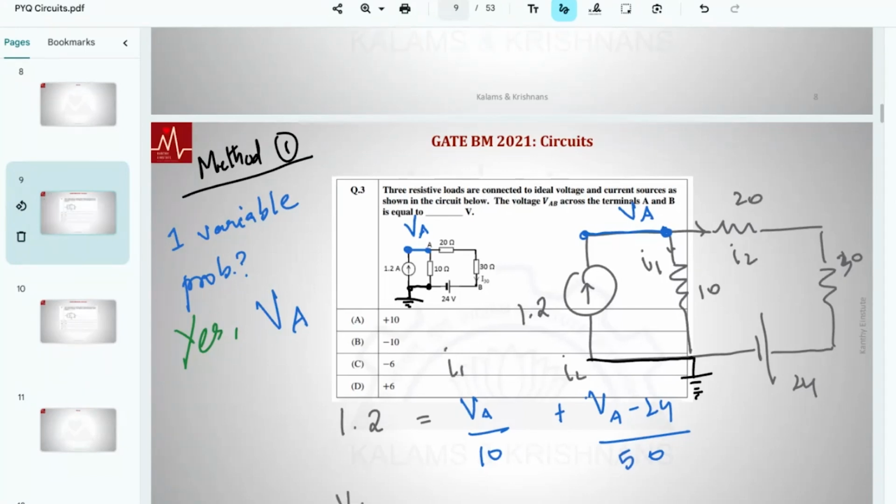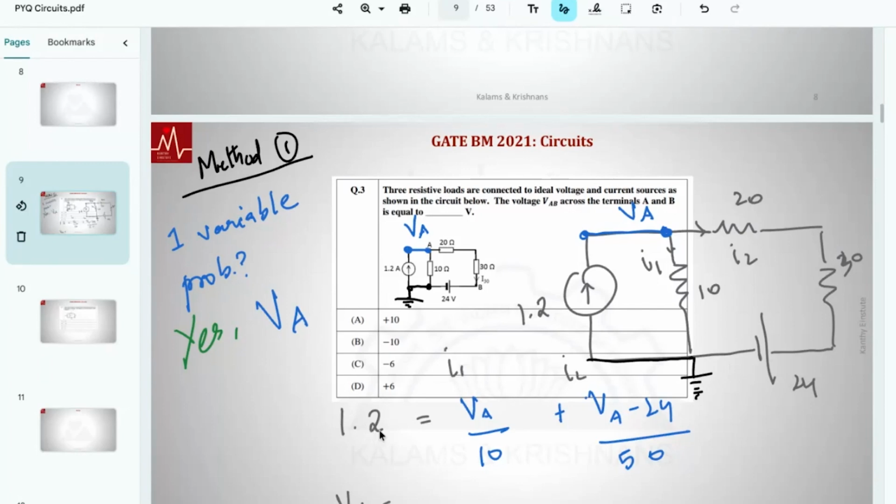So your VA happens to be multiplied by 50. 1.2 into 50 is 60. And you have 5 VA. There you have VA minus 24. And we have to be careful. Notice this is given to be this direction I30. That is what at the end of the day we want. Oh, that's not what we want. Fine.